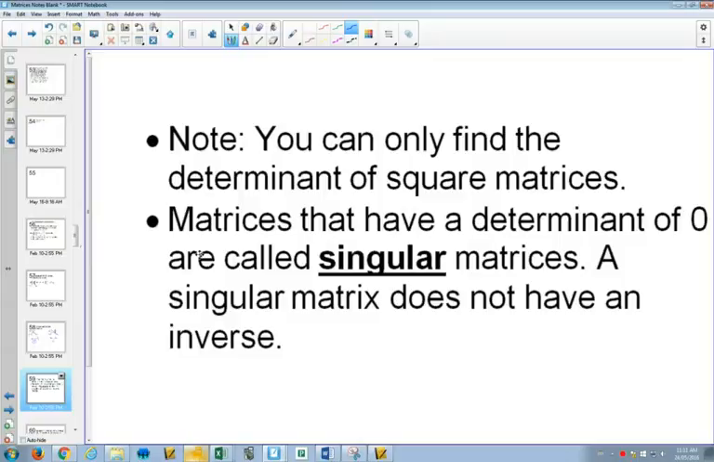So you can only find the determinant of square matrices, and so far we've only learned how to do the 2 by 2s. If a matrix has a determinant of 0, it has a special name. We can highlight that right now. It's called a singular matrix. And it's important because if a determinant is 0, that means that it does not have an inverse, which is going to be important for what we're going to be doing later on today.